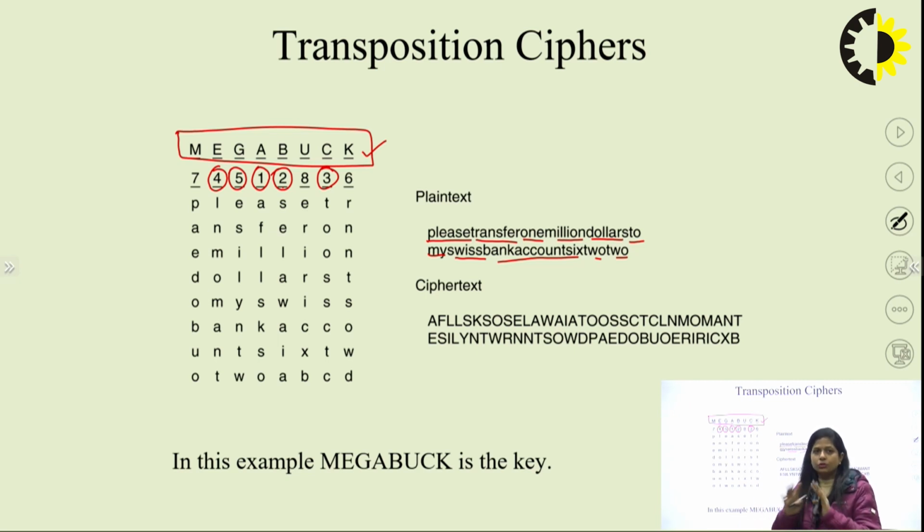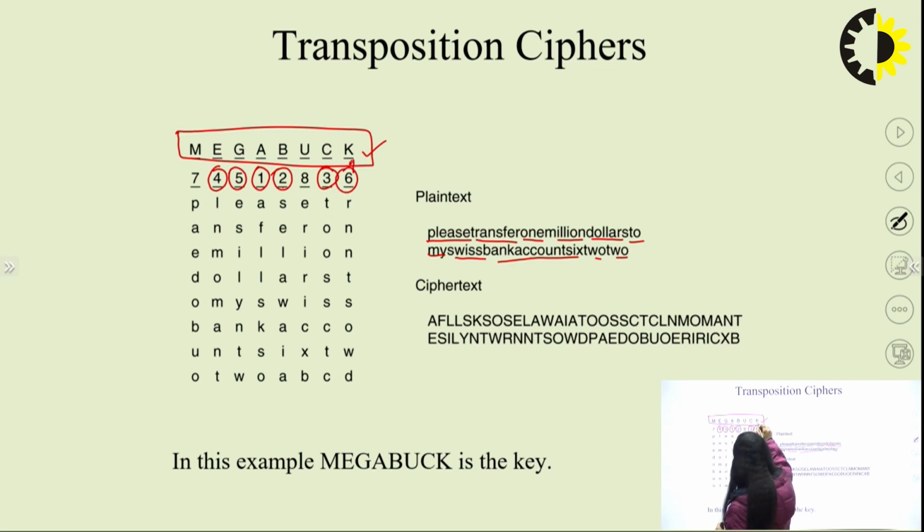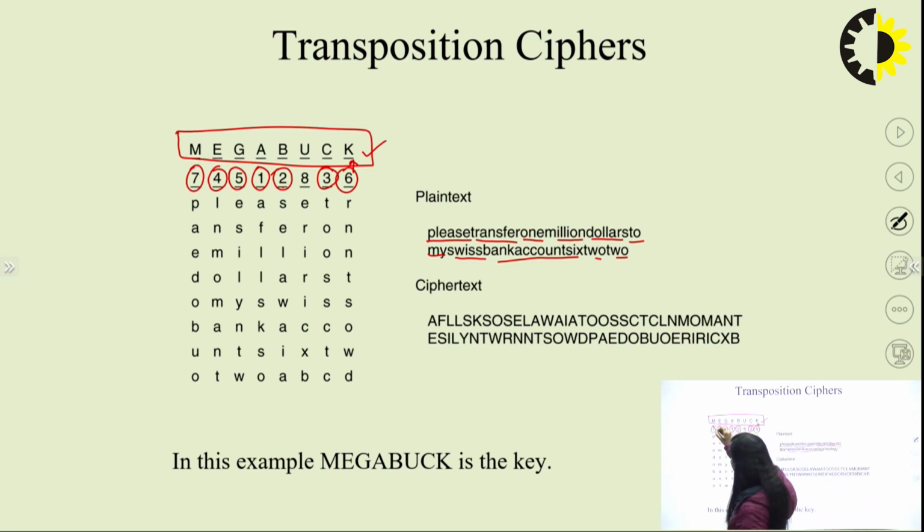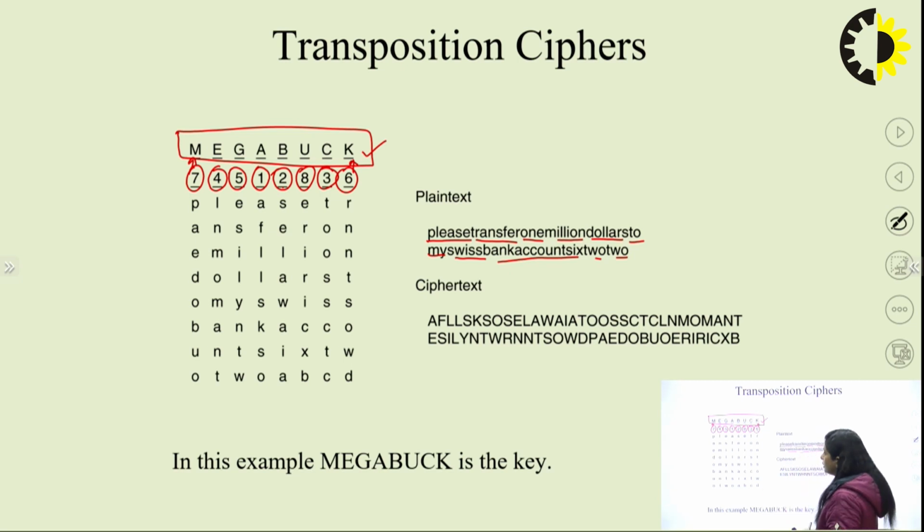H, I, J, we do not have those letters. Simply, the next number will be given to the next letter, that is K. Then L, skip. Next is M. M is given the number 7. At last, we have U. Number 8 is given to the U, right? So, now how to convert?